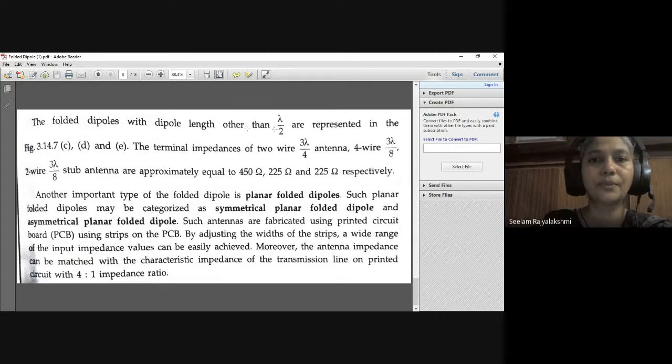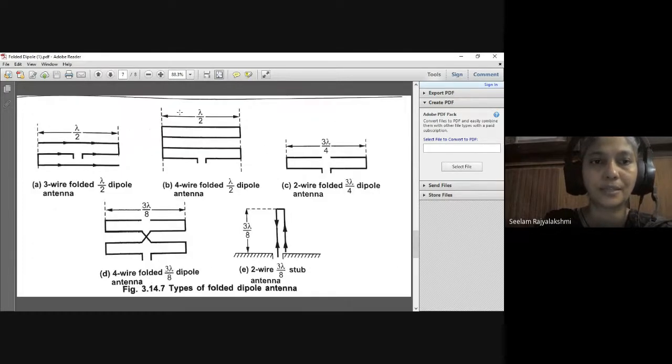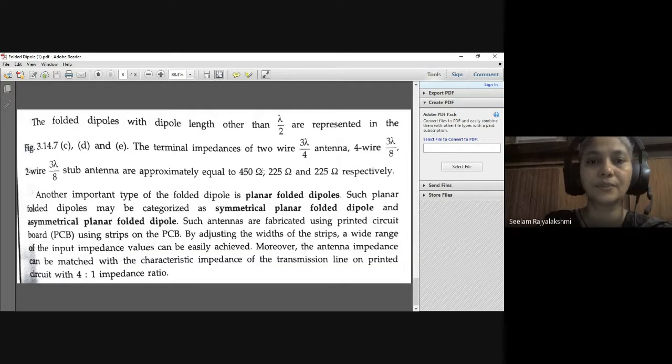And the folded dipoles for lambda by 2 are represented already, we have seen. And here we can observe the distance for these loops, it is lambda by 2, but these are not equal to lambda by 2. The distance here we have observed 3 lambda by 4, 3 lambda by 8, and here 3 lambda by 8. So these are also not closed loops, these are also open loops here. For these antennas the impedance or radiation resistance or terminal impedance is 450 omega, 225 omega, 225 omega respectively.